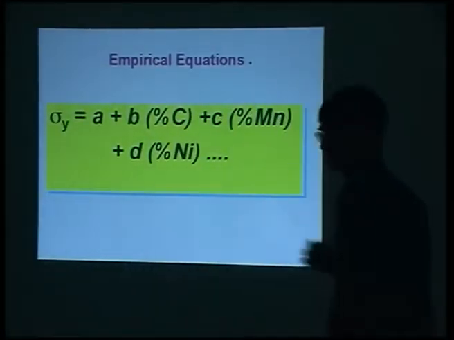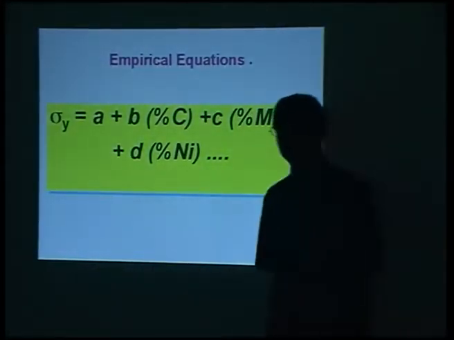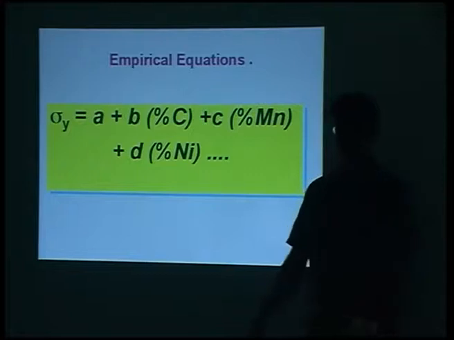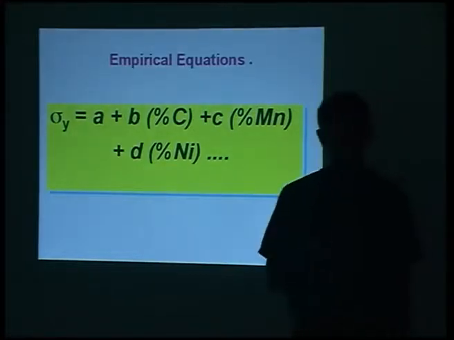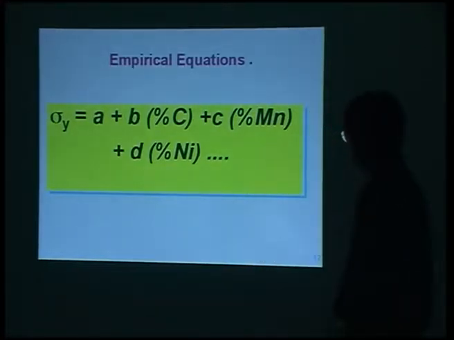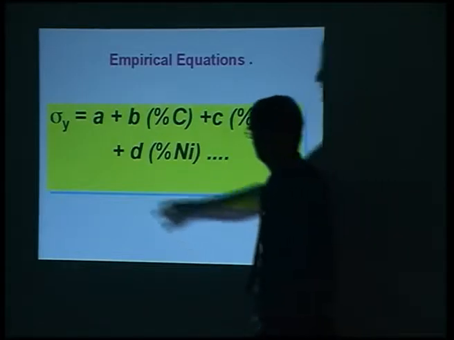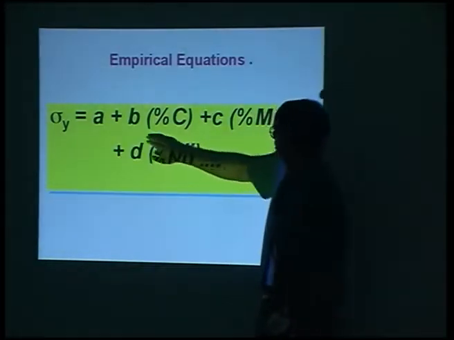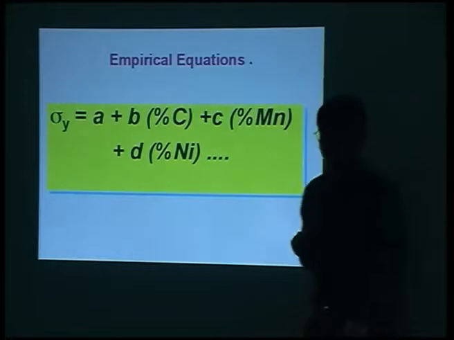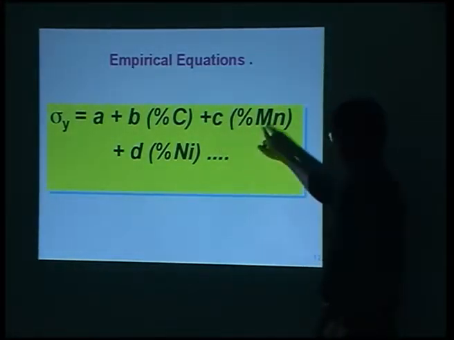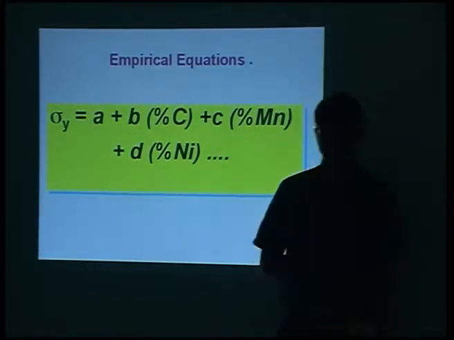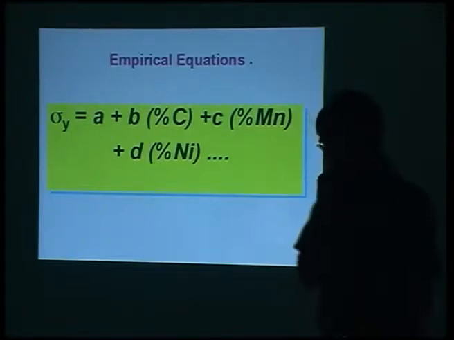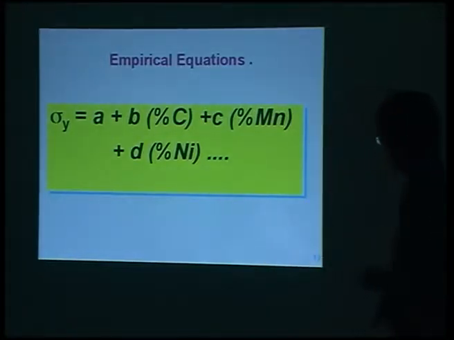Okay, so let's start with empirical equations. If I don't understand what is controlling the yield strength of a material, I might start by writing an equation like this, that the yield strength is a constant plus another constant times the carbon concentration, plus a third constant times manganese, and so on. Simple linear regression, and I'll come back to this equation later.